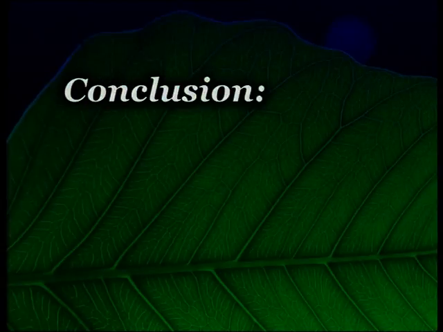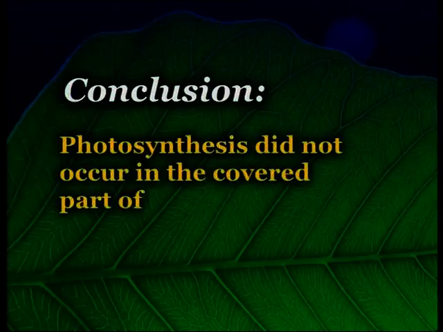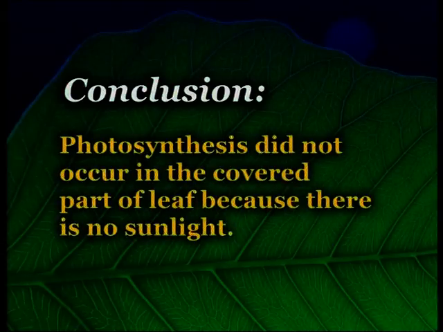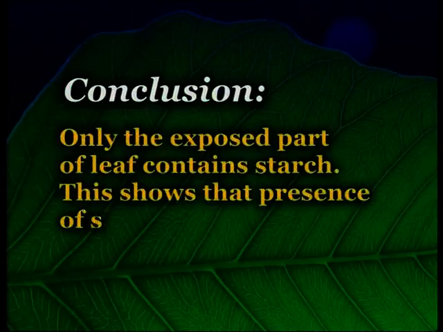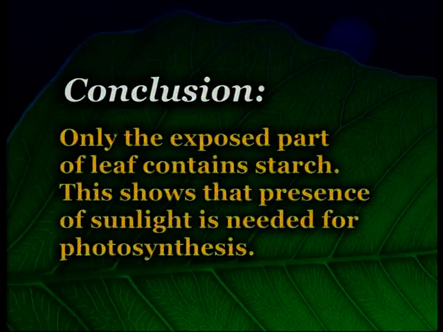Conclusion: photosynthesis did not occur in the covered part of the leaf because there is no sunlight. Only the exposed part of the leaf contains starch. This shows that the presence of sunlight is needed for photosynthesis.